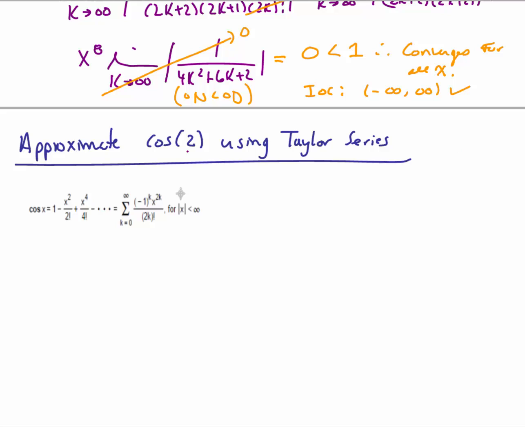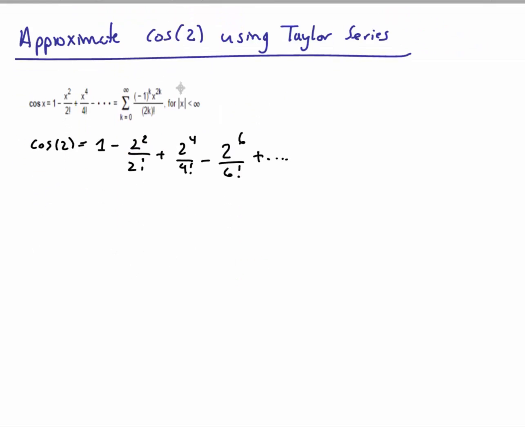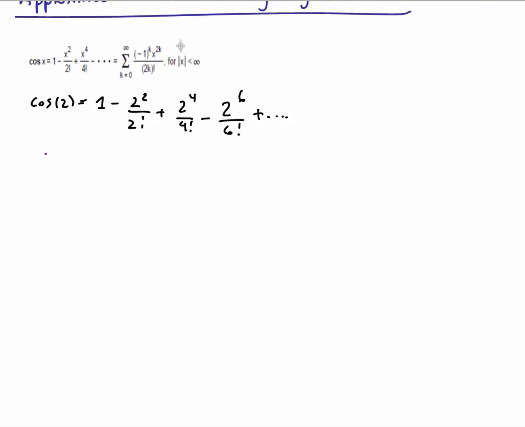Now, because 0 is close to 2, we would want to look at this as a Taylor series centered at 0, and that's what we have here. And so basically for the cosine of 2, everywhere that we have an x, we would plug in a 2. So this would be 2 squared over 2 factorial, 2 to the 4th over 4 factorial, 2 to the 6th over 6 factorial. You kind of get the idea here. Now a lot of times you'll be asked to use the first 4 terms to approximate.